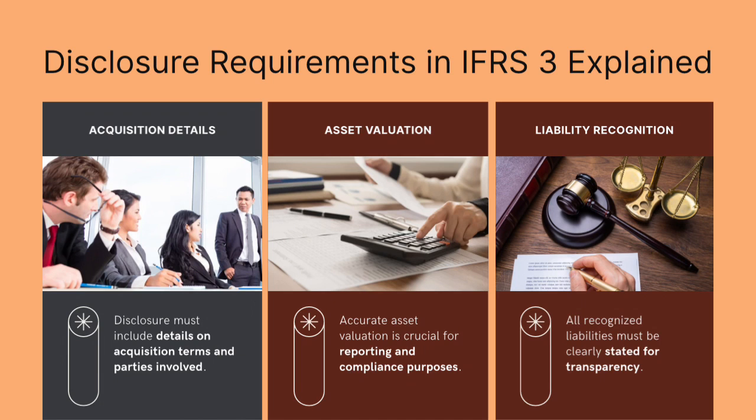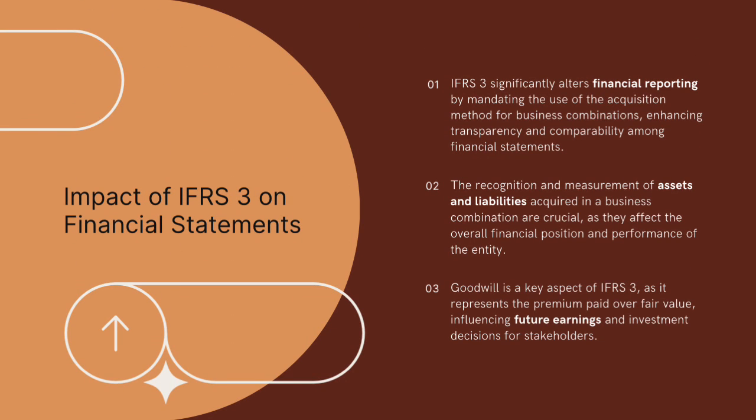IFRS 3 requires extensive disclosures to provide transparency for stakeholders. The acquirer must disclose the name and a description of the acquired entity, the acquisition date and the percentage of ownership acquired, the fair value of the consideration transferred, a qualitative description of the factors that make up the goodwill recognized, and a reconciliation of goodwill from the start to the end of the reporting period. These disclosures help users of the financial statements understand the nature and financial impact of the business combination.